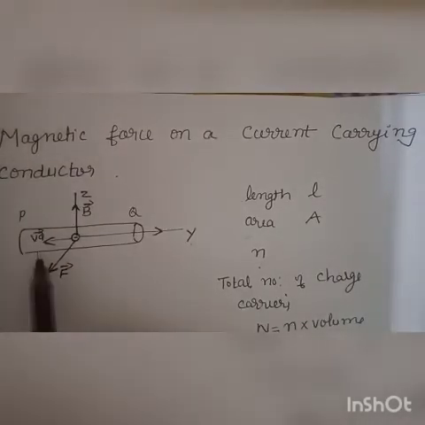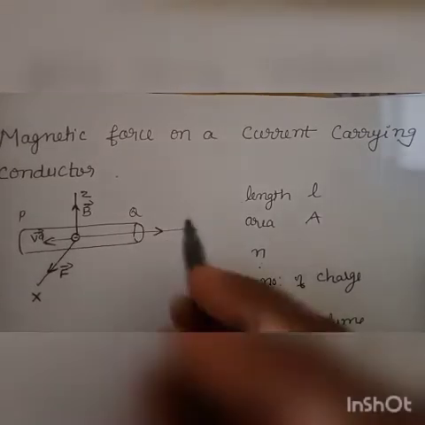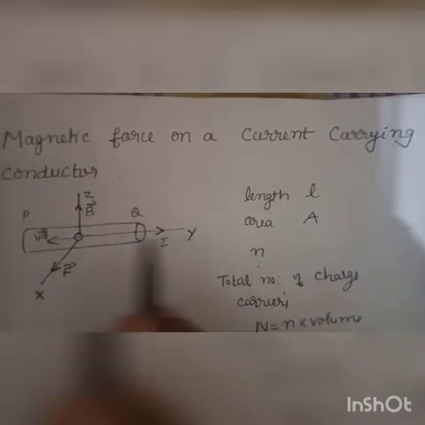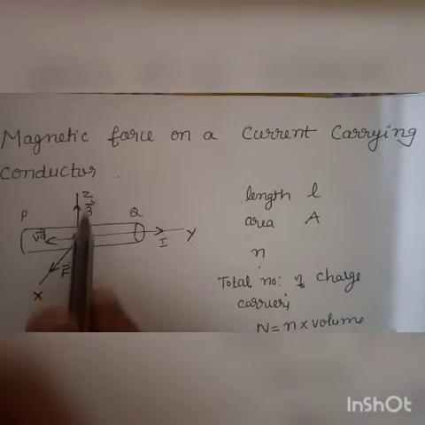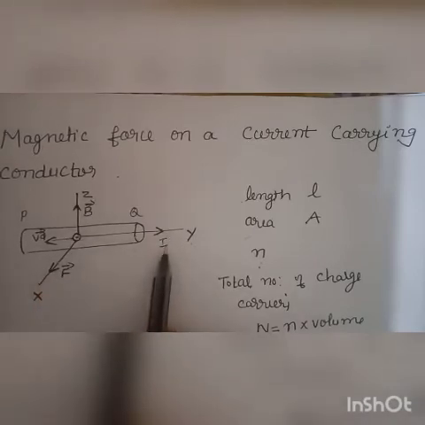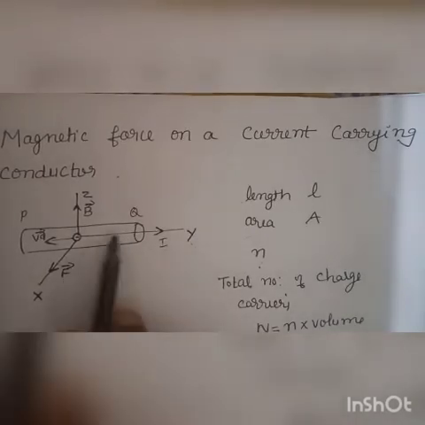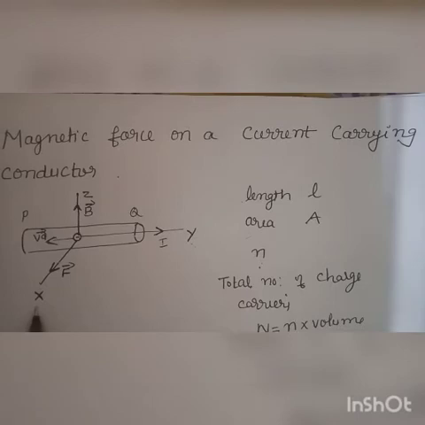Here PQ is a conductor carrying current I in the positive y direction, and the magnetic field is acting along the positive z direction. So the conductor carries current I and the magnetic field is acting on that conductor. A force is experienced by that conductor. The direction of the force is the positive x direction.